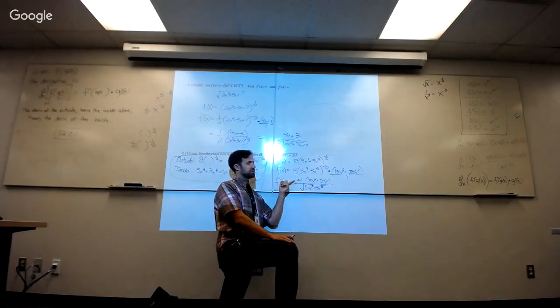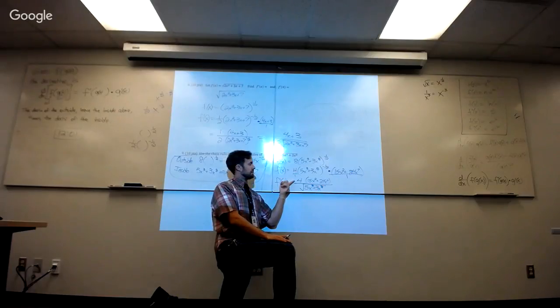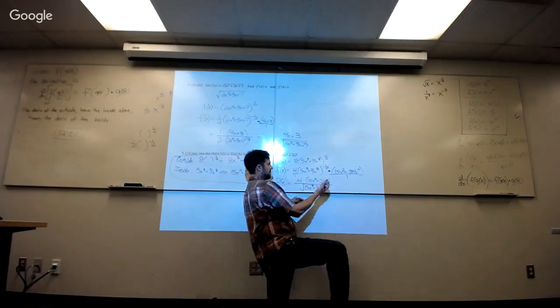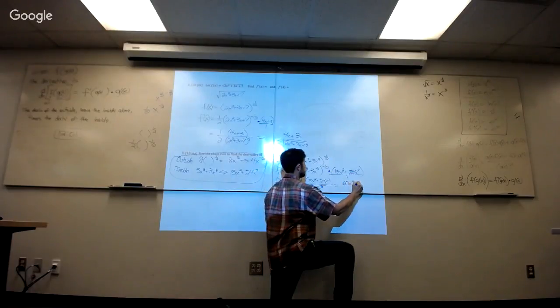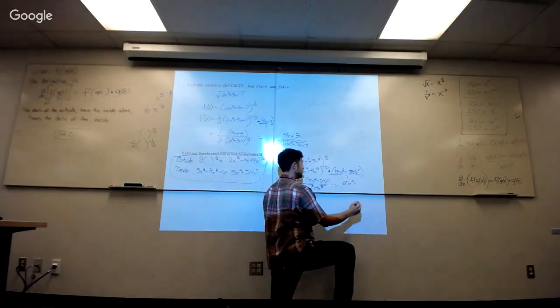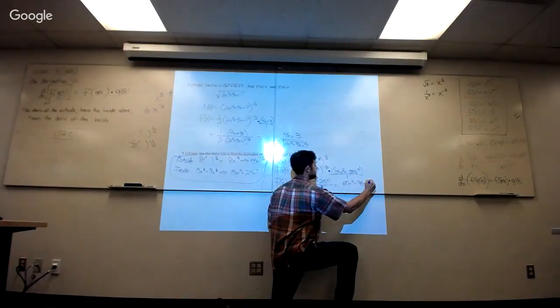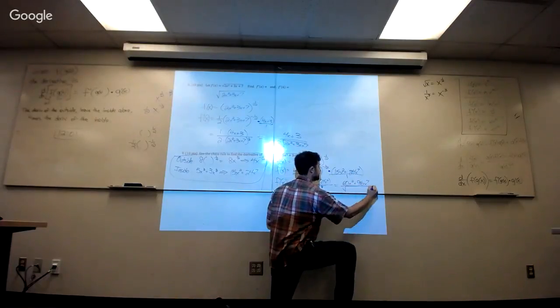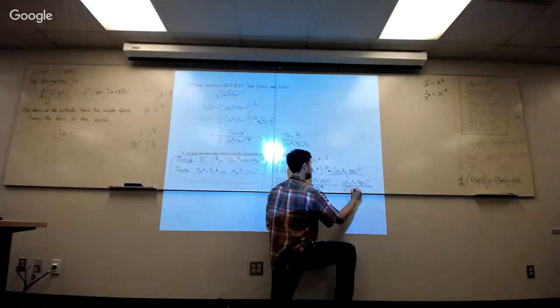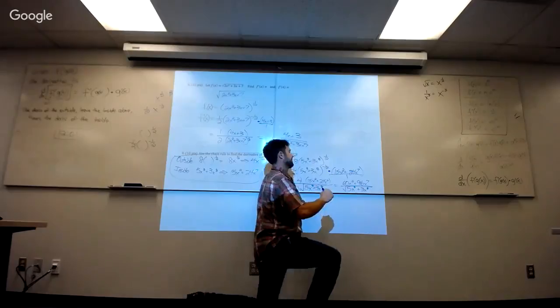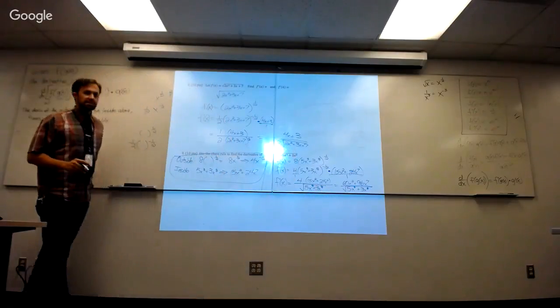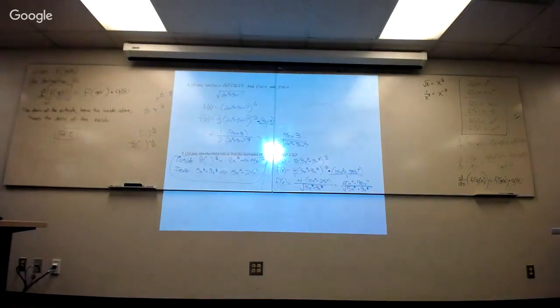We probably could just distribute that 4 in, just to get rid of the 4 so it's not there. So that could be 60x squared plus 4 times 24, which is 96, x to the 7th, all over the square root of 5x cubed plus 3x to the 8th. There. So that's a pretty clean answer in terms of final form.